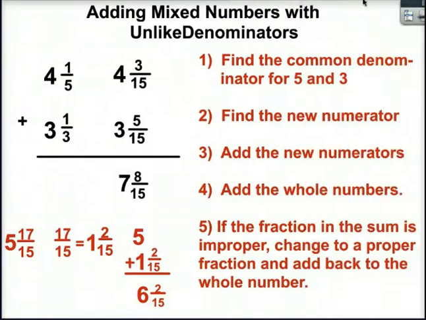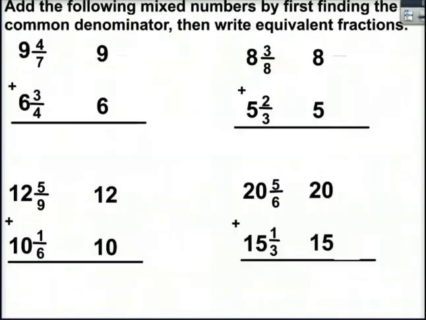So now let's get rid of that and let's go to some examples. Okay, so I'm looking at 9 and 4/7 and 6 and 3/4. The first thing I have to find is a common denominator. The common denominator for 4 and 7 is going to be 28. So 4 times 7 is 28. 7 times 3 is 21. 7 times 4 is 28. That means 4 times 4 is 16. When I add 16 and 21, I get 37/28. Add 6 and 9, and I get 15.